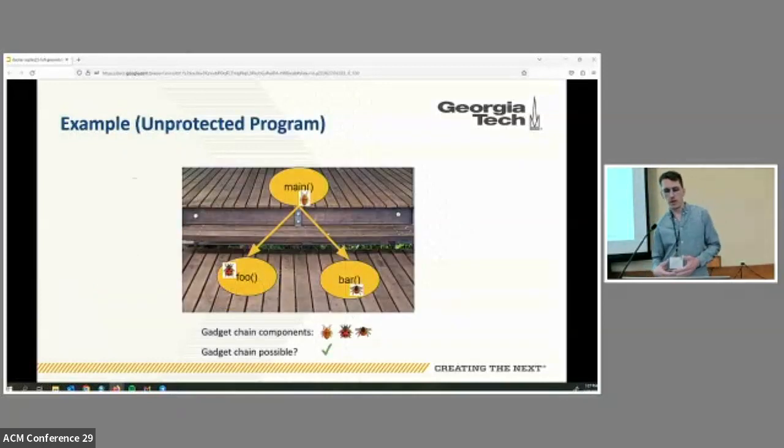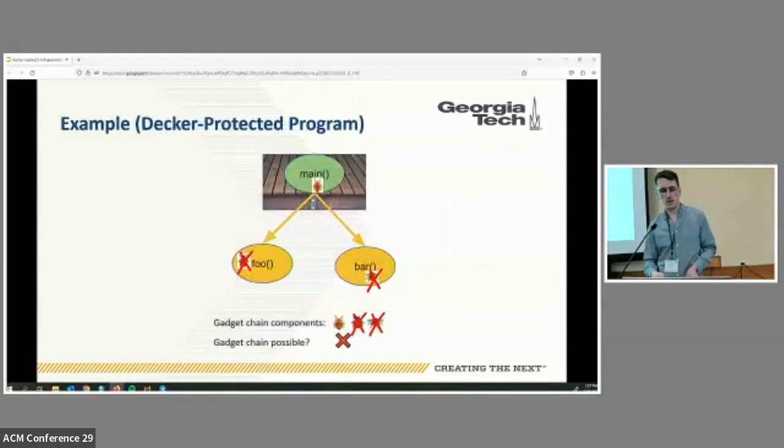Now, a normal program keeps all of its code always active. For the sake of argument, assume in this example that there's 3 gadgets, one in each of the functions. Assume also that these 3 gadgets are sufficient for creating a gadget chain. Now, under these assumptions, a gadget chain is feasible in an unprotected program. In contrast, Decker does not allow this chain. The strength of Decker is its ability to remove large sections of the program that are not in use.